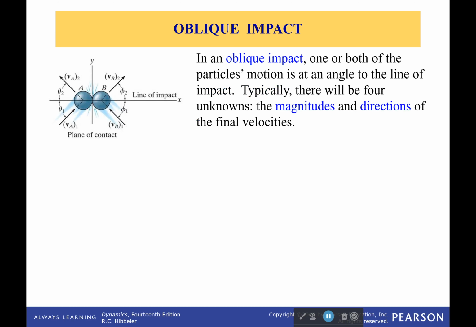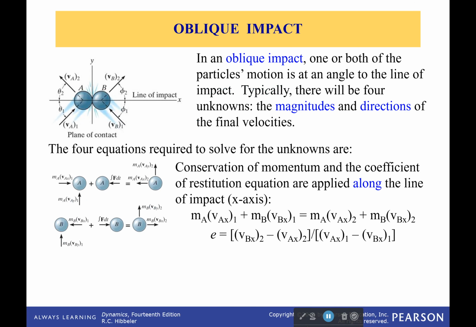Now, last time we talked about central impact. There were two equations we had, and it all worked well. Now we're going to talk about oblique impact. That's where one or both of the particles' velocities is not along the line of impact. That means there are going to be four unknowns here. Luckily, we have four equations.